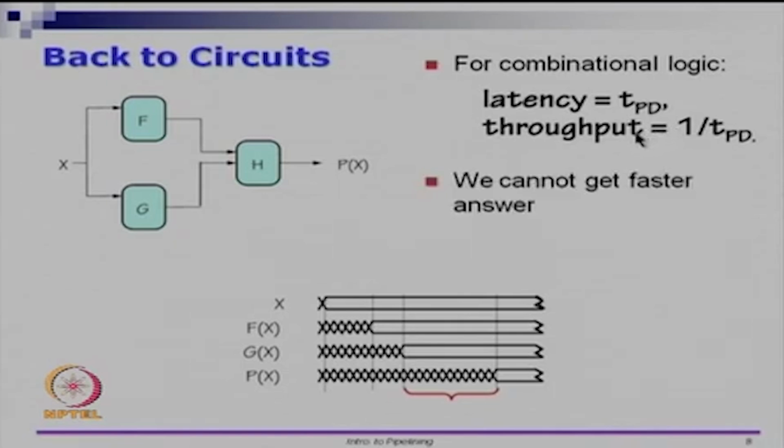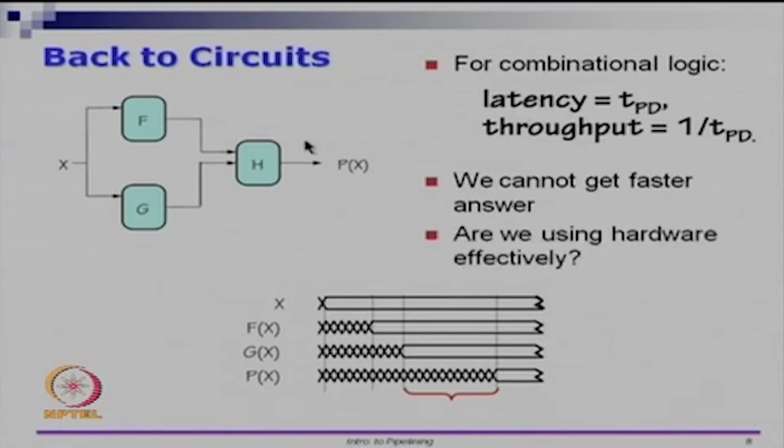We cannot get a faster answer than the latency that is given, and the number of inputs I can give to this whole chip is constrained. I can only process as many as the latency will allow me to. So, the question is, are we using this hardware effectively or not? Let us see if we want to do it as a pipelined circuit, we are going to use registers and keep the input stable.